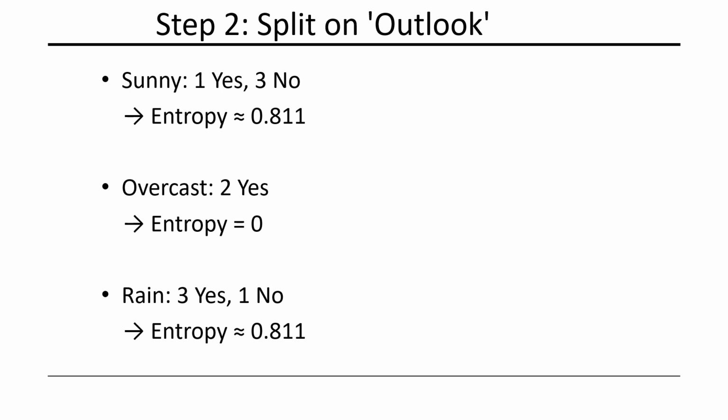Next we have to split on outlook. Outlook is sunny, overcast, rainy. These are the three outlook values we have. First we take sunny. In sunny, we have 1 yes and 3 no. For that we apply entropy and calculate the value. It is around 0.811 for my example. Next, overcast has 2 yes and no no, so the entropy in this case is 0. Rain has 3 yes and 1 no, so the entropy is 0.811. You can see sunny and rain have the same entropy level.